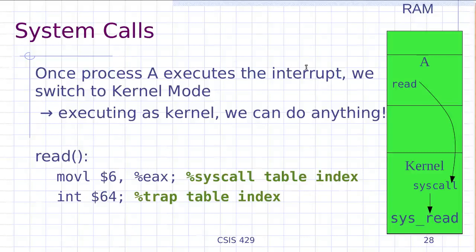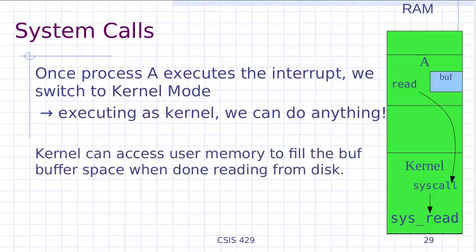Then what happens is, as soon as you execute that interrupt, the CPU switches to kernel mode, and now it's executing as kernel, everything is green. That means we can do everything. The kernel can do all kinds of stuff, and then get that 1 byte from memory and put it in some space where A can access it, and then says, okay, A, you're going to run again. So keep that picture in mind, because that's really important. That's how you make system calls.